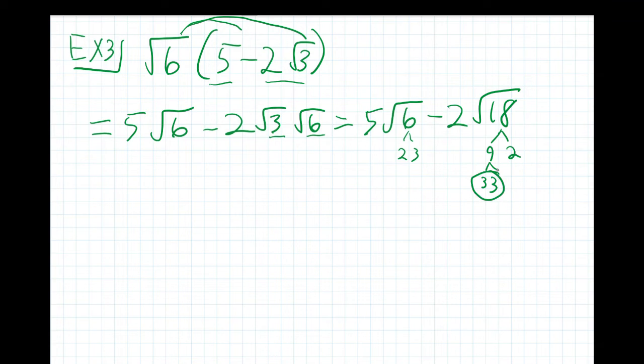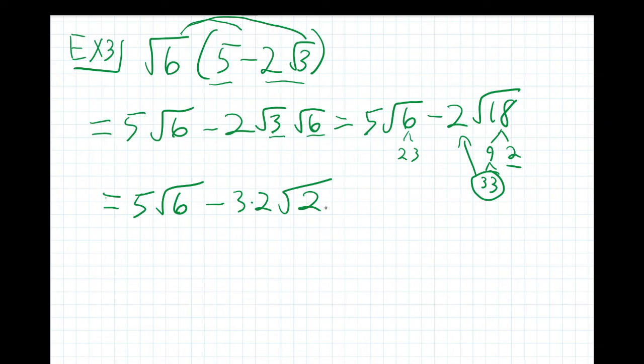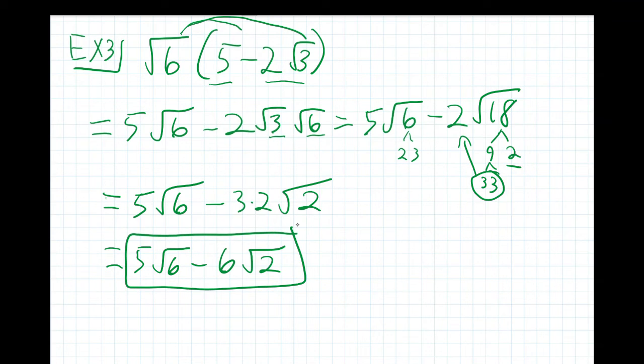9 is 3 times 3, so we have a pair of 3's there, and then we have a 2 left all by itself. Those pair of 3's get multiplied with that 2 out in front, so we have 5 square root of 6 minus 3 times 2 times the square root of 2 now. Well, 3 times 2, that's just becoming 6 times the square root of 2 then. So that's your final answer there for example 3.